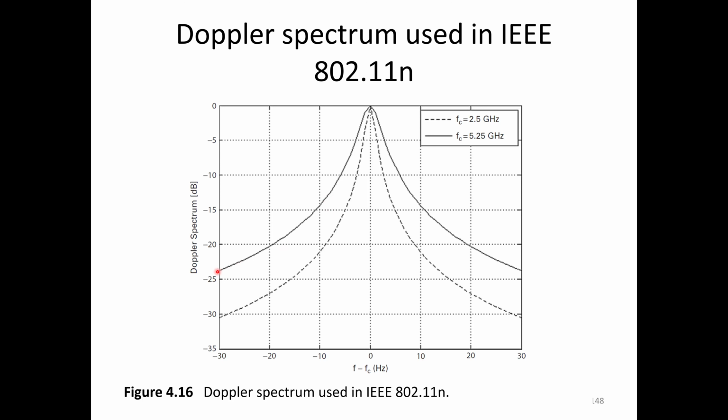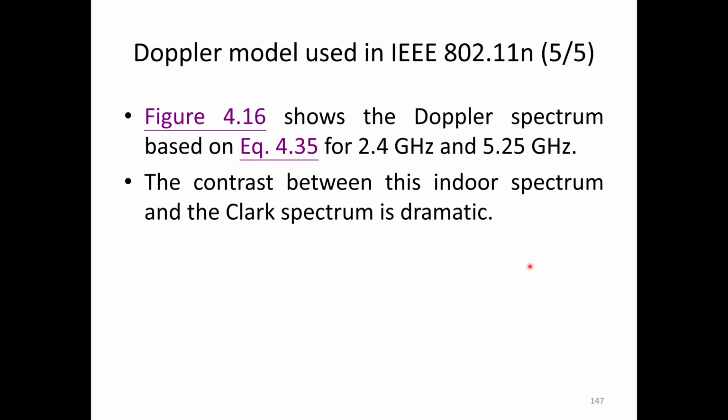We can see that there are two curves in this figure. The first curve is in dashed line, which represents fc being equal to 2.5 gigahertz. This curve. And the second curve is in solid line, which represents fc being equal to 5.25 gigahertz. This curve. Okay, good. Let us go back.